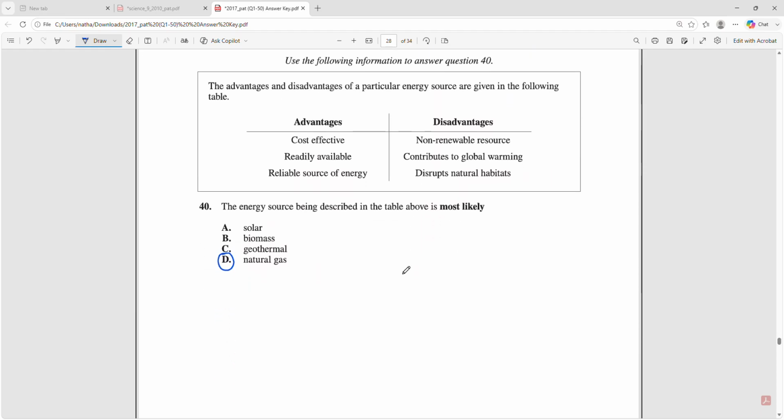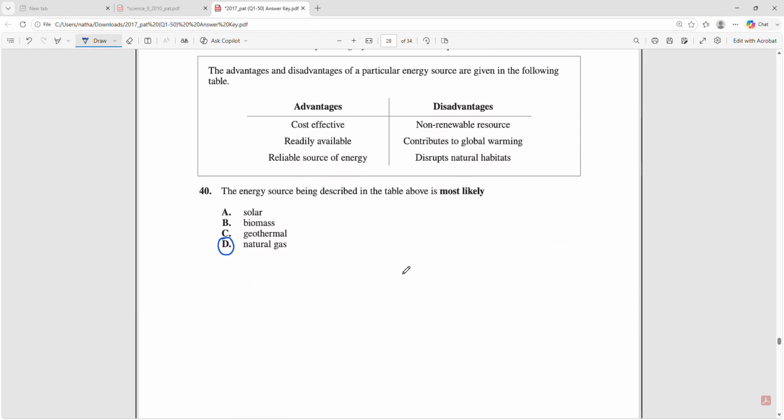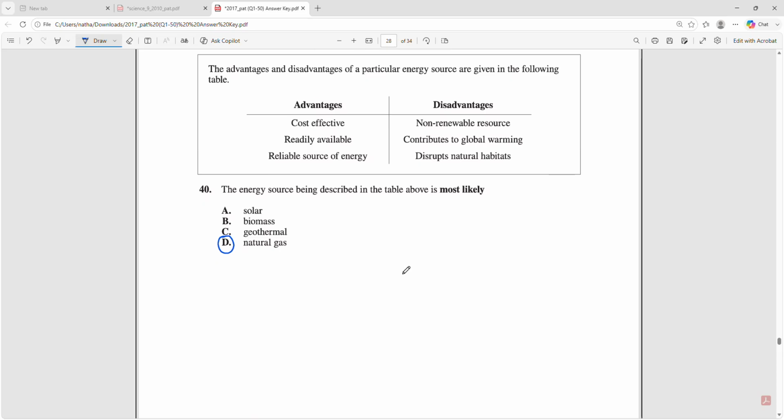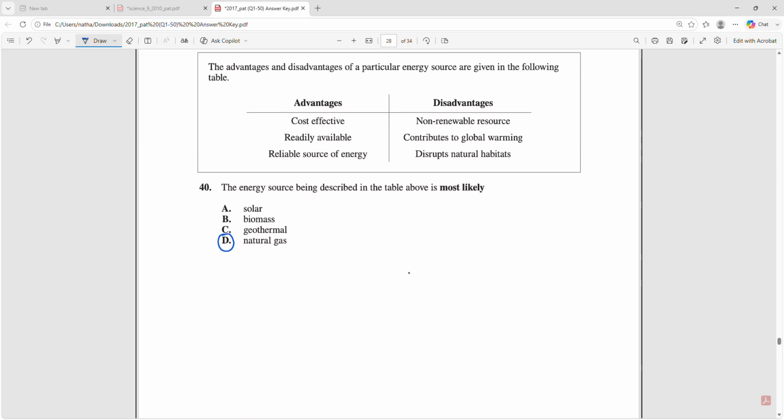Okay, advantages and disadvantages of a particular energy source are given in the following table. Advantages: cost effective, readily available, so easy to obtain, reliable source of energy, so works very well. Disadvantages: non-renewable resource, contributes to global warming, disrupts natural habitats.